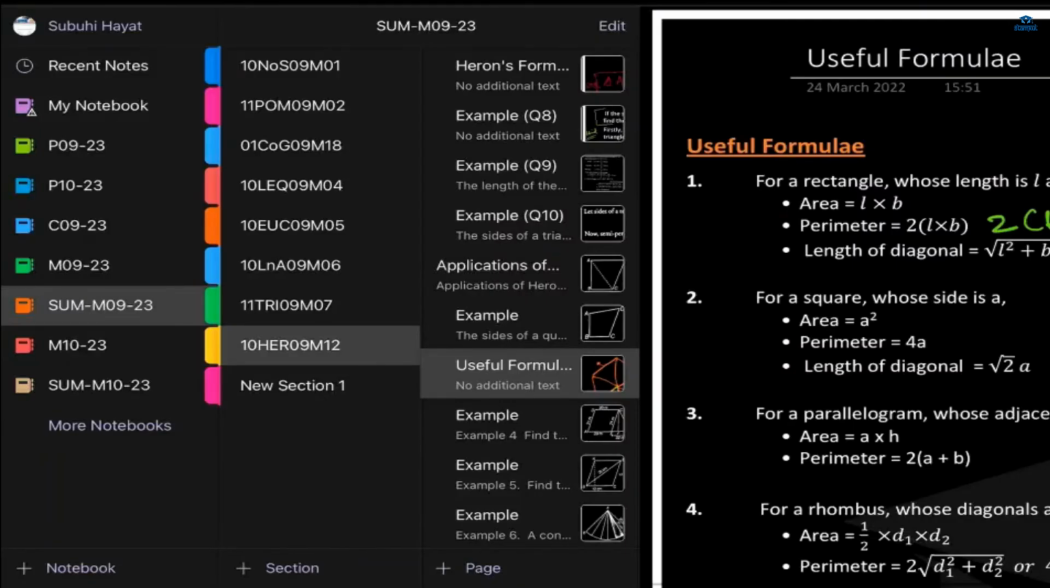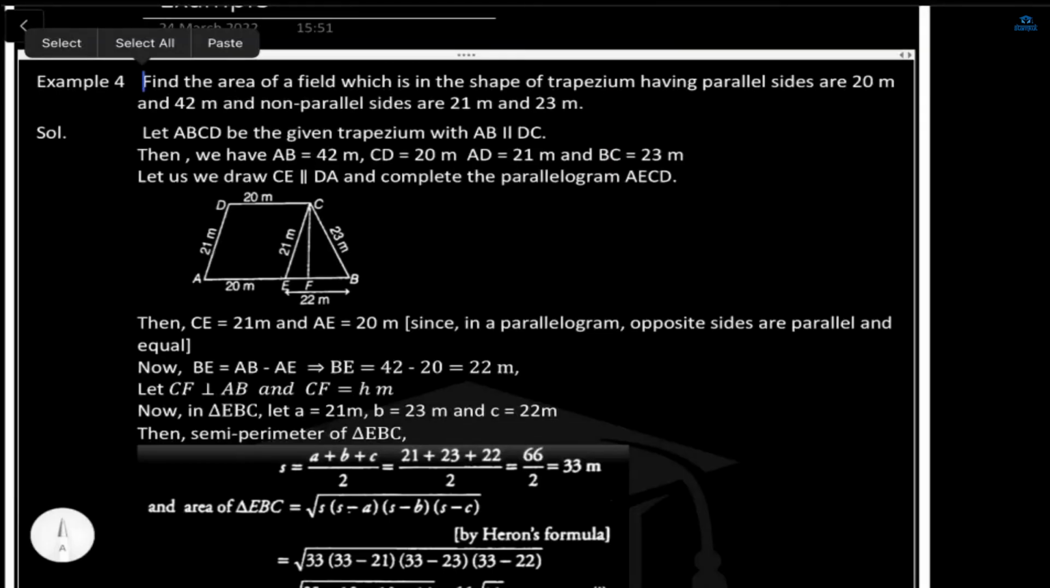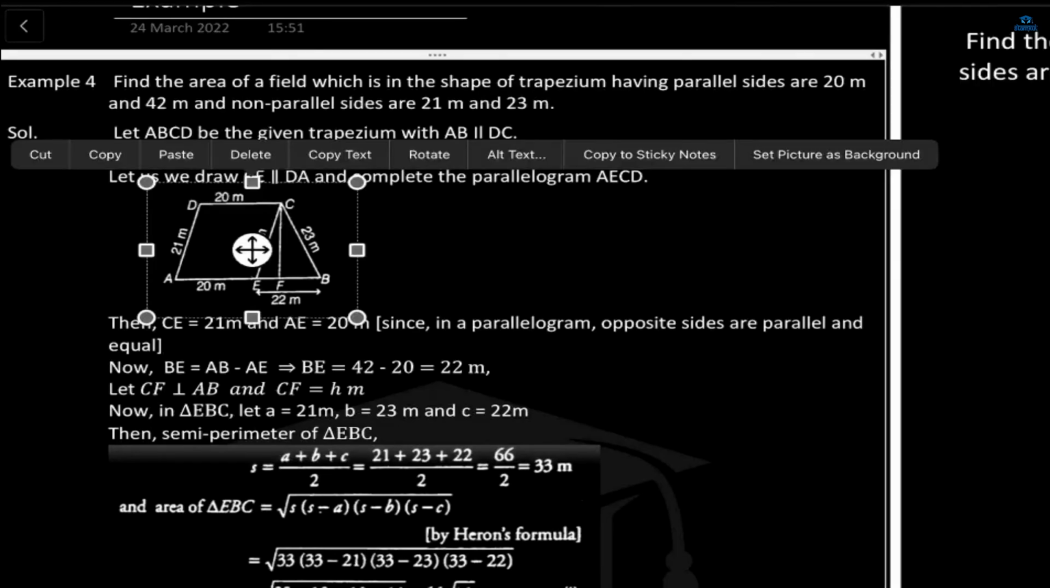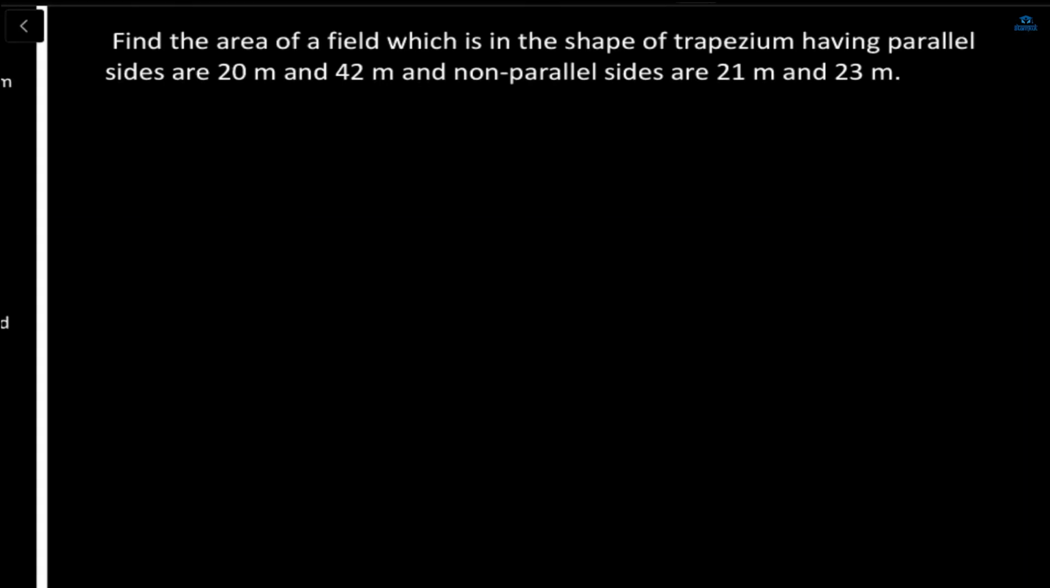Now just read this question carefully and tell me how you are going to solve this. Then I will discuss it with you. Let it be. First we will discuss here. Now find the area. Let's draw it.